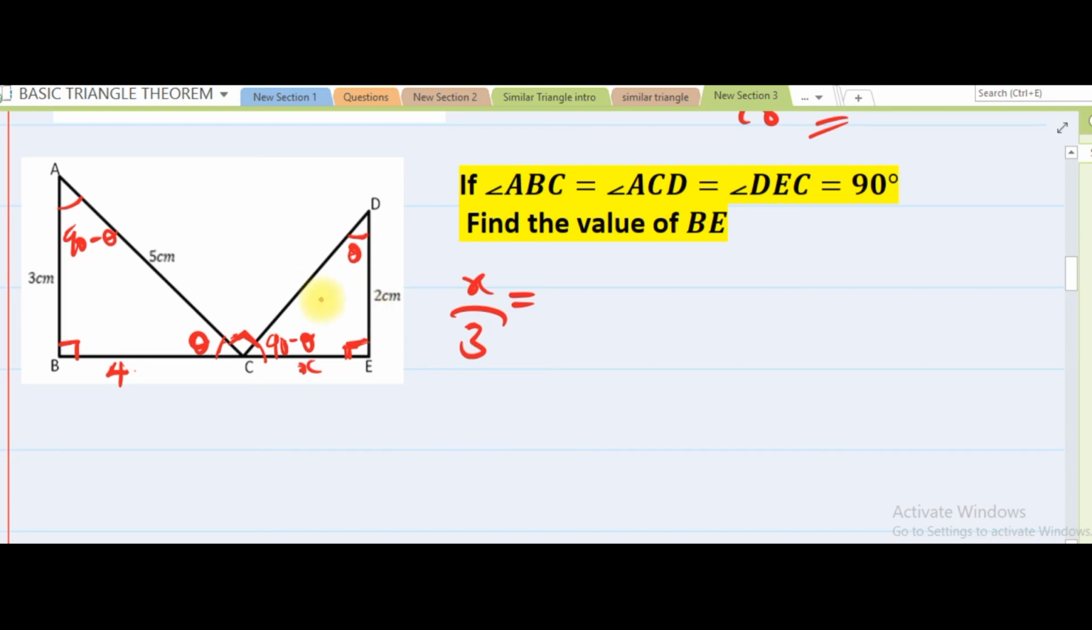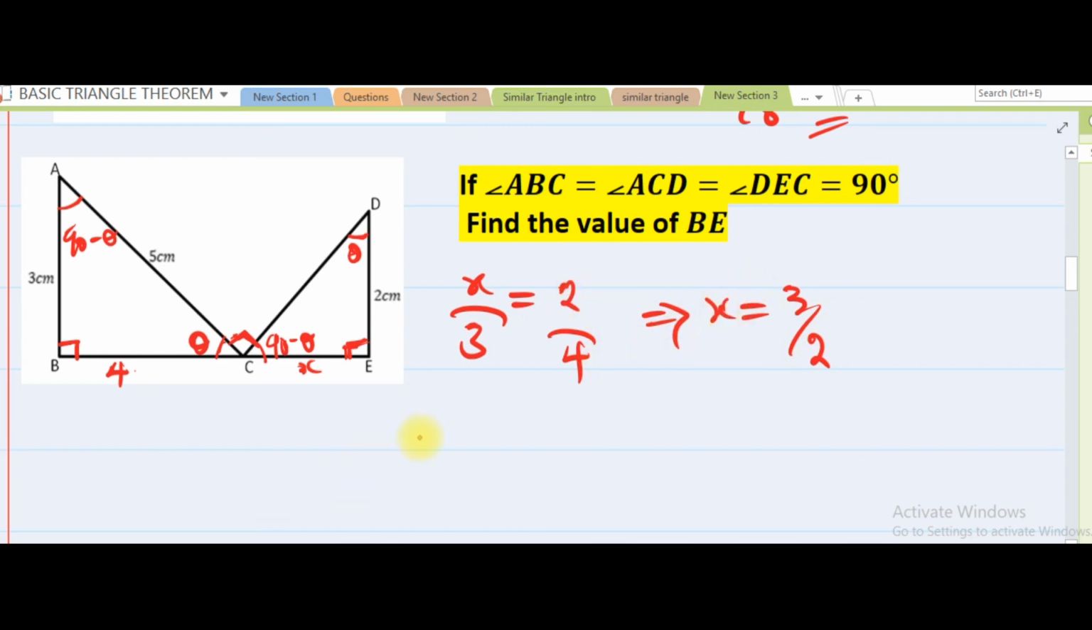corresponding side. So y, again, which one? Because we are given this here, 2, theta, 90. Where is theta, 90? Here, so 4. So I'm saying that 2 over 4. So which implies that x is 2 over 4 is half. So must be 3 over 2. This is half, so 3 over 2. So x is 3 over 2.